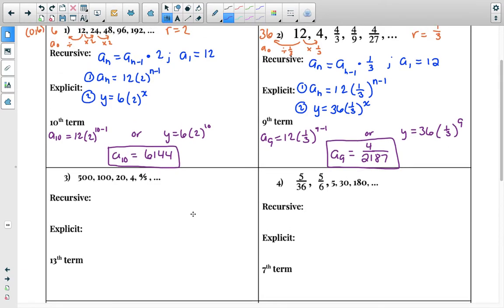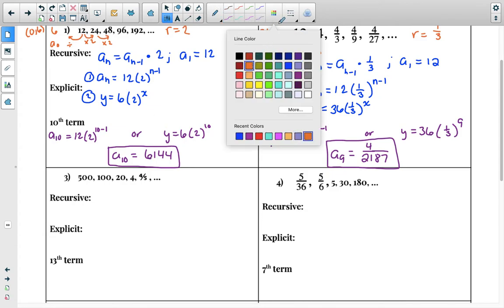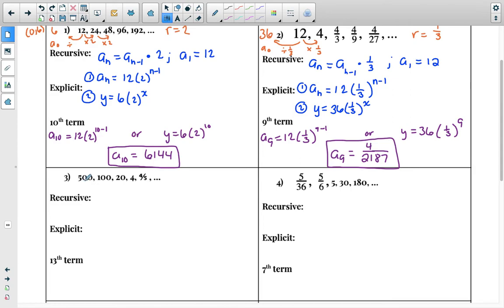On question 3, again, we want to find the common ratio. So we're going to take the second term and divide it by the first. The 100 divided by 500 is 1/5. 20 divided by 100 is 1/5. 4 divided by 20 is 1/5. 4/5 divided by 4 is 1/5. So r is equal to 1/5, because if we multiply by 1/5, we'll get the next number.